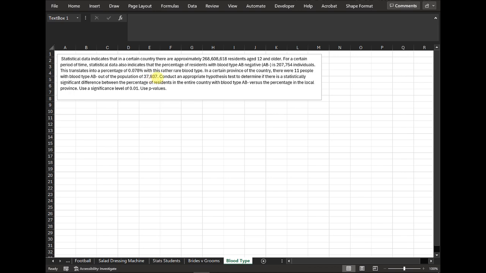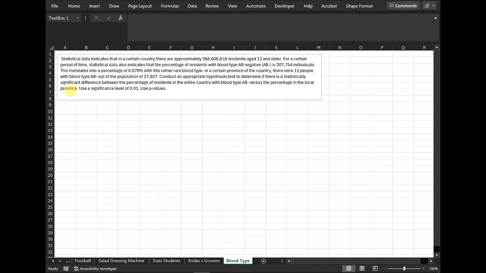So we're going to conduct an appropriate hypothesis test to determine if there is a statistically significant difference between the percentage of residents in the entire country with AB negative versus the percentage in the local province. And we're going to use a significance level of 0.01, and for this one, we're only going to use p-values.